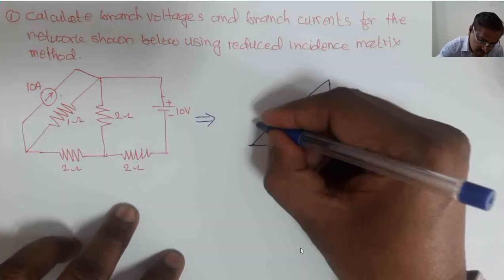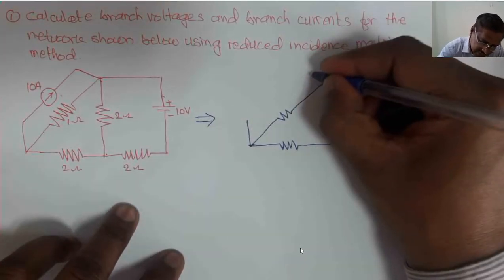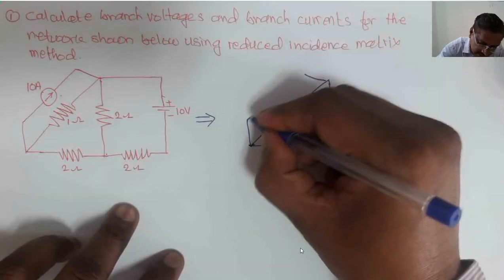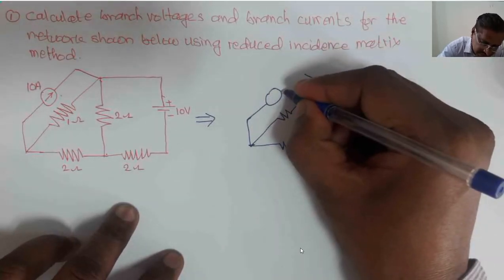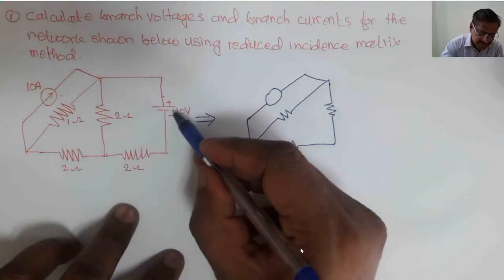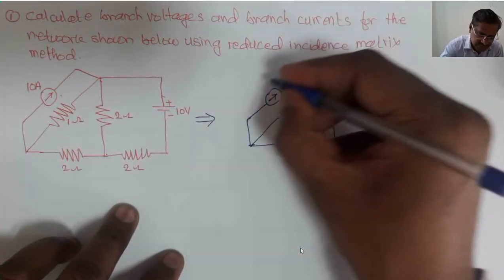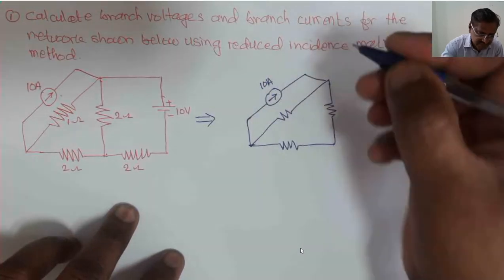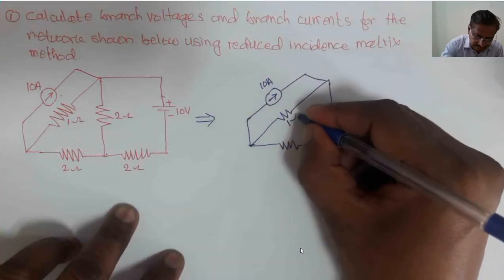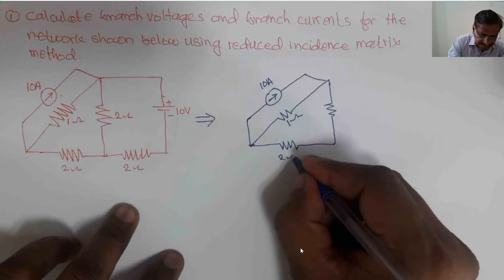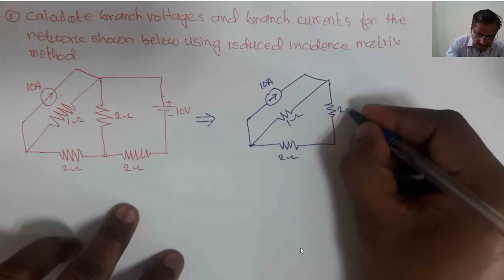In this particular case, this first source is already a current source itself, so I will keep this source as it is. I will just convert the second voltage source, that is this 10 volt source followed by the 2 ohm, into its current source. That's it. This is 10 ampere, this is 1 ohm, here it is 2 ohm, and this is again 2 ohm.